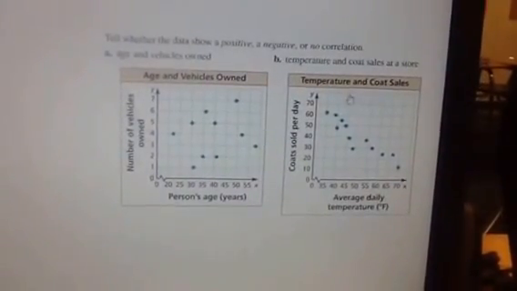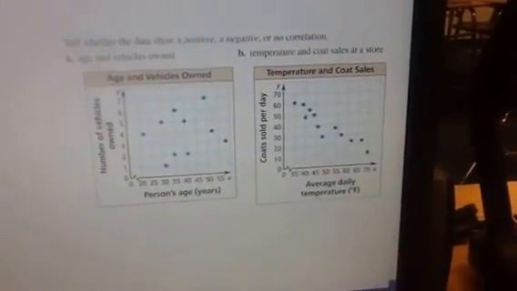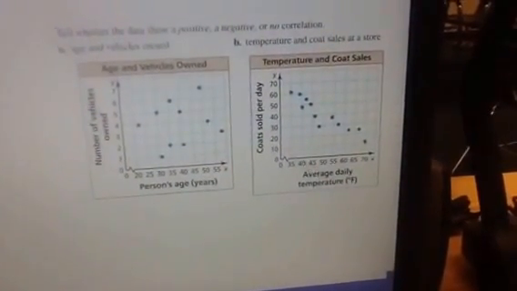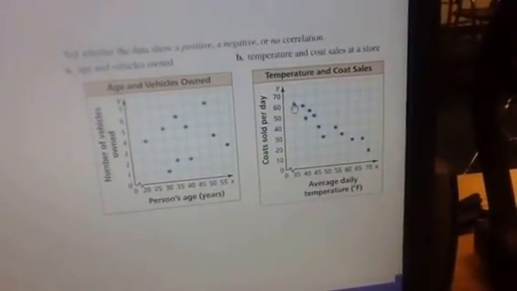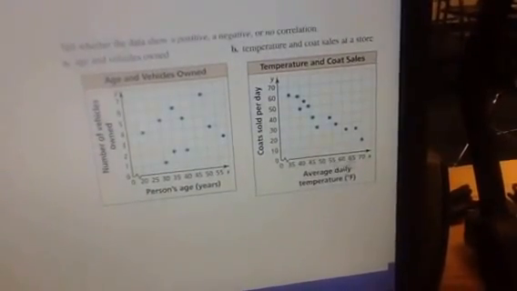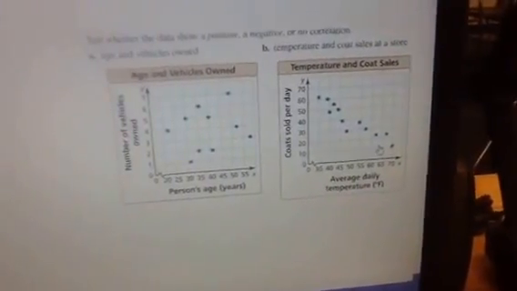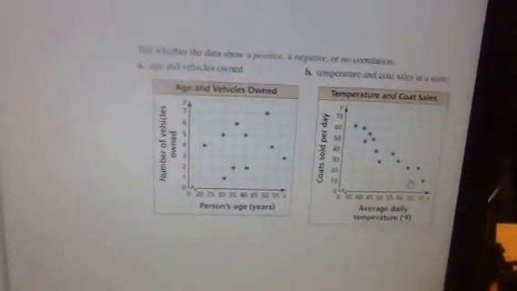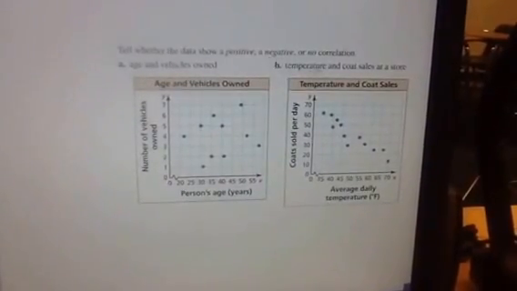Now let's try this one. The temperature and coat sales, that's the coats sold per day, and then the average daily temperature at the bottom. So it looks like here, the more coats sold a day, the lower the temperature. As the temperature increased, the coats sold per day decreased. Go ahead and answer that one. Is it a positive, negative, or no correlation?